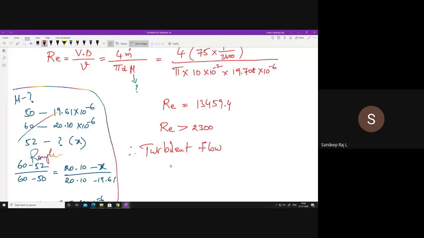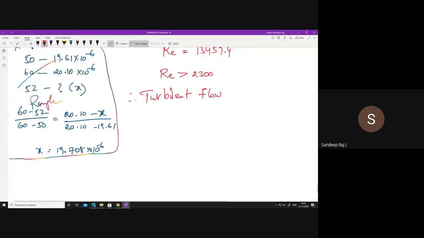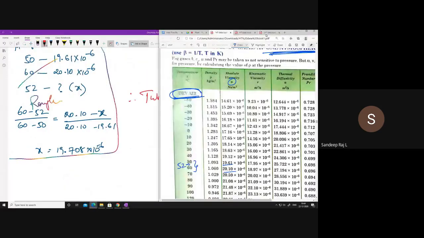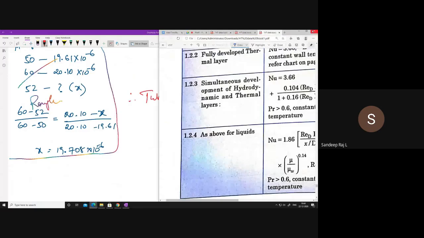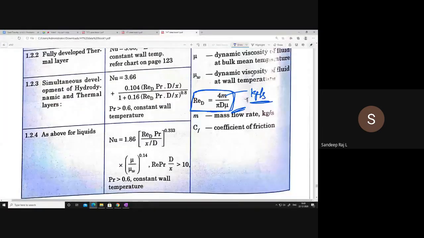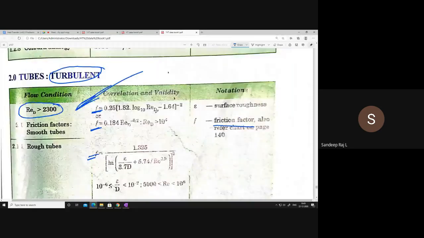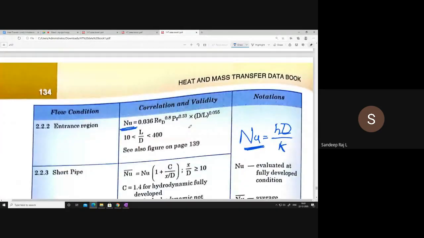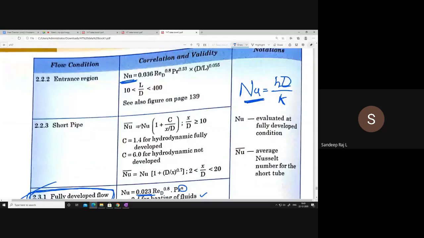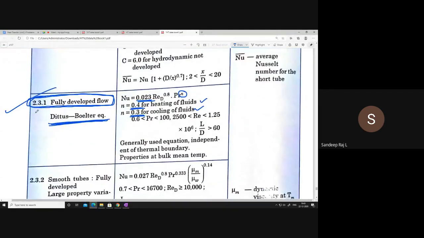Once you know that it is a turbulent flow, what is the next step to do? You have to go to the data book. In the data book, go to that particular page number, page number 130, and then go to the turbulent formulas. These are the turbulent formulas here. In the turbulent formulas, you have to choose the appropriate one. Here no shortcut is given. So obviously, you have to go for the fully developed flow Dittus-Boelter equation. Write the equation and solve it.